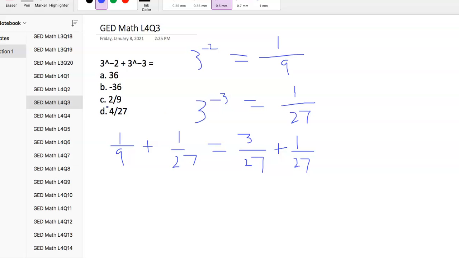Denominator stays the same, 3 plus 1 is 4, right there. All right, that's negative exponents for you.